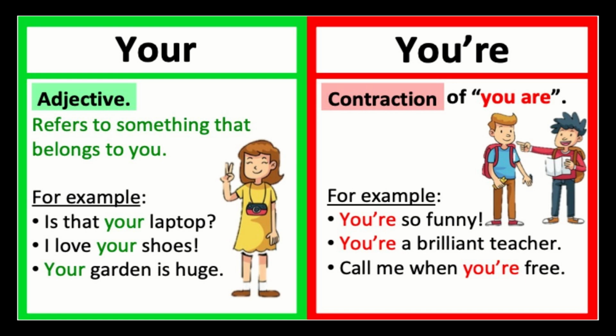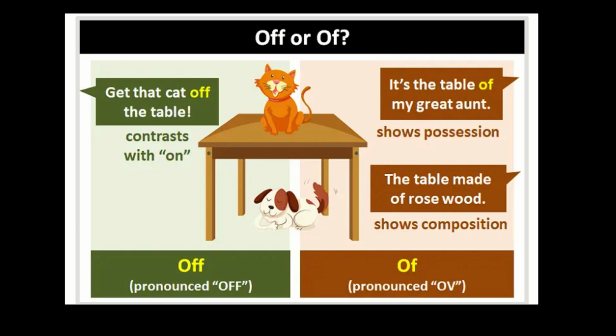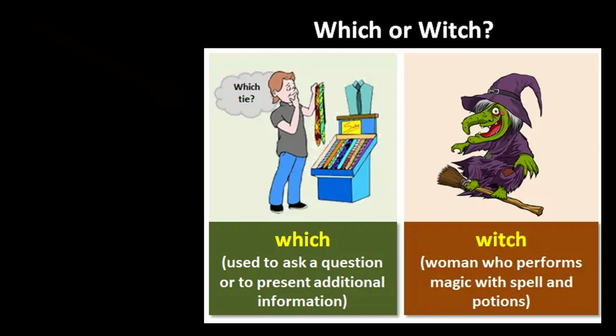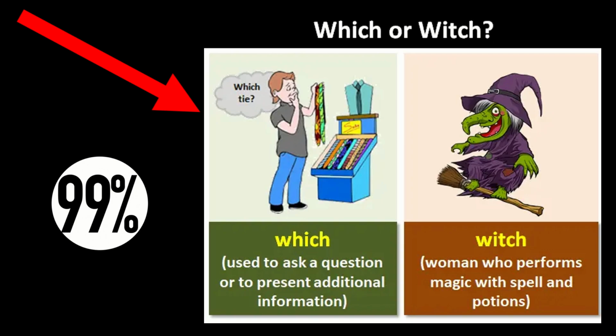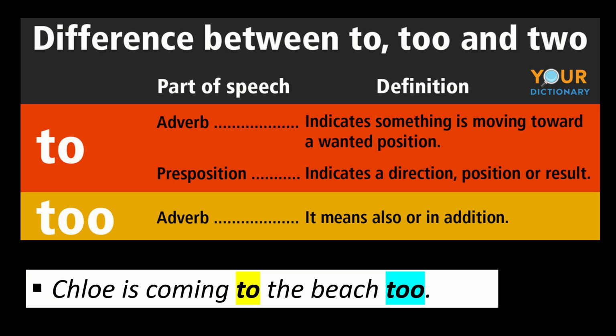Okay, your and you're as well. So pause the video if you want. Whether and weather. Lose and loose, which isn't a homophone, but people do get it mixed up. Off and of, again, not technically a homophone, but again, another typical mistake. Which and witch, 99% of the time it's going to be WHICH, and then two and too. Again, go back and pause any of that if you want to see it.